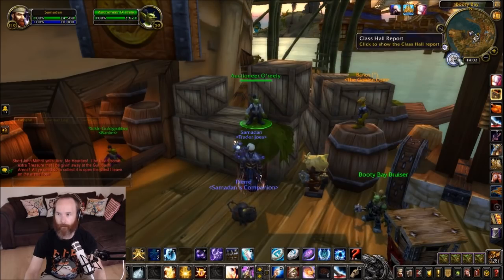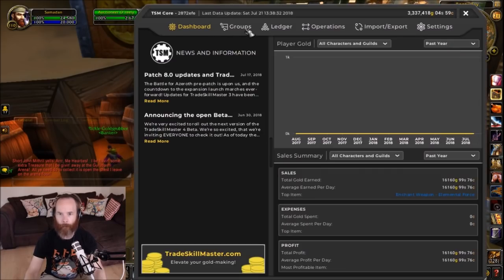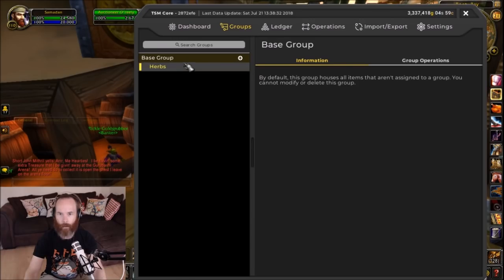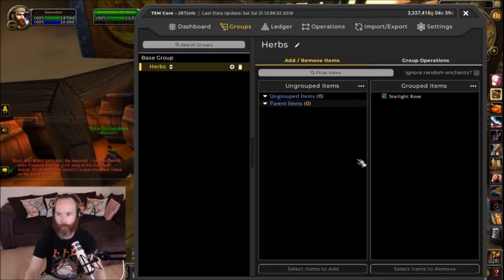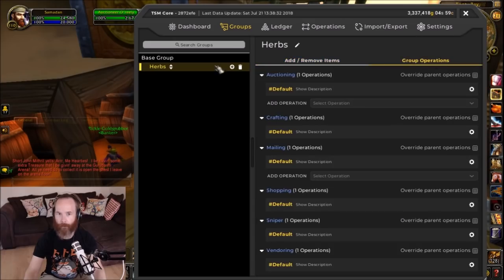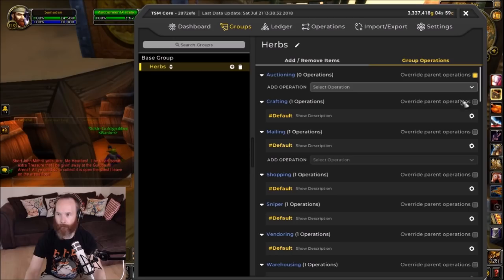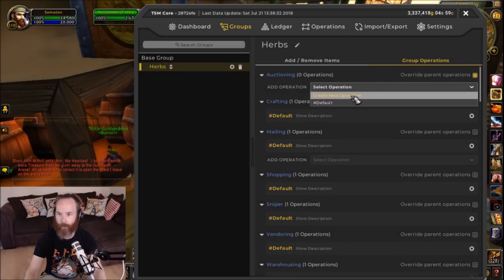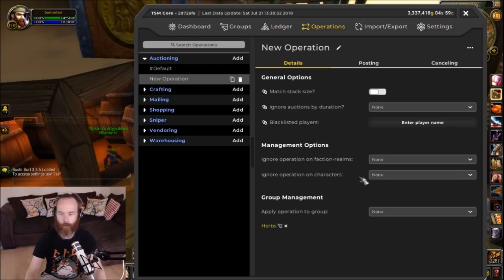So let's go back to our group. So now we've got our herbs here. Our herbs are in a group and then there's a group operations section here, which is specific to the herbs that are selected. Now we want to make a new operation here for auctioning. So we're going to override the parent operation and create a new one. So go here and we go create new operation. So here's our new operation. It's assigned to the group herbs.